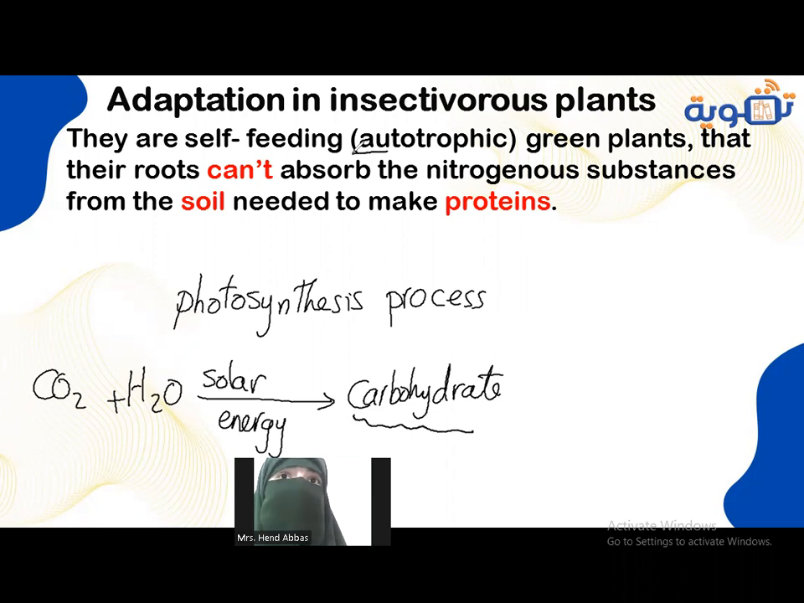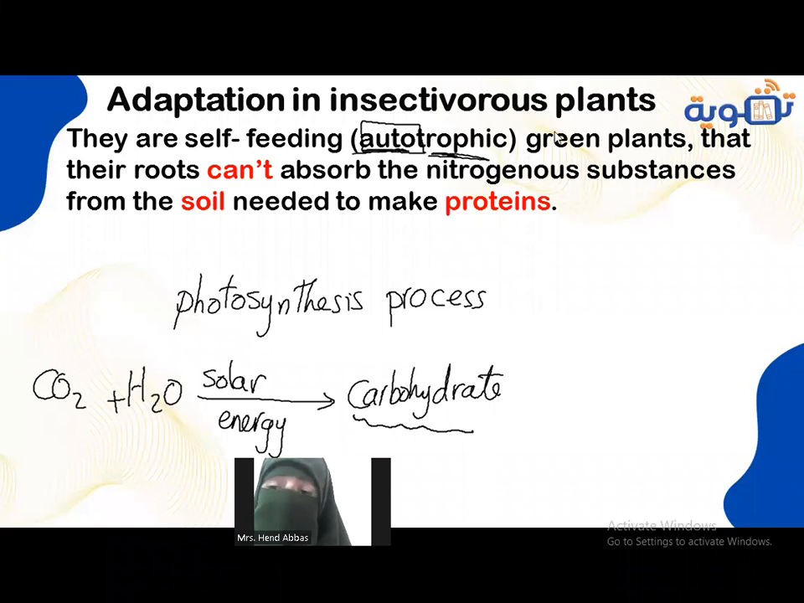So we say that this plant is autotrophic. Auto means self. Trophic means feeding, self-feeding. Why they are self-feeding? Because they can do the photosynthesis process to make carbohydrate. Okay, so those plants, they pounce on insects or they trap insects. Why do they trap insects? Why?